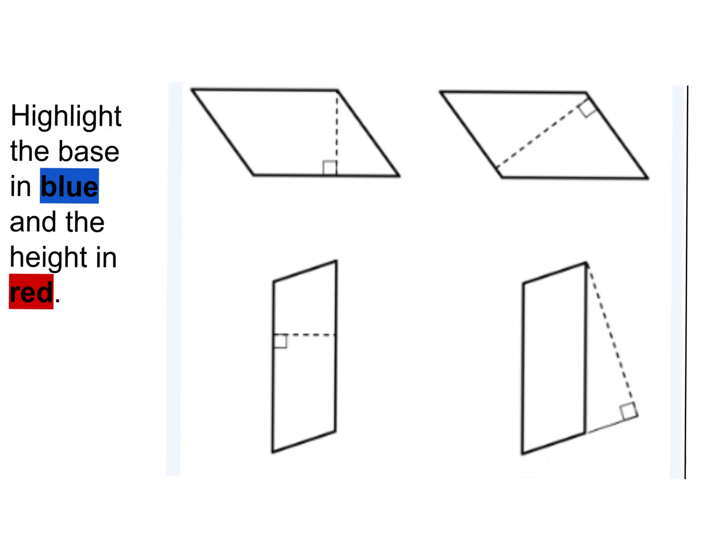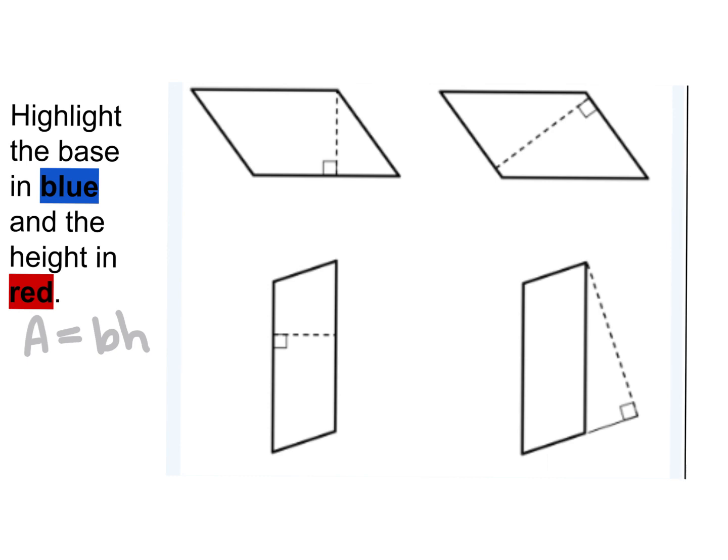Okay, so for this problem, we're going to be working with parallelograms, but the most important thing that you need is to find out what the base is and what the height is. And as you know, you do need the formula A equals base times height. So you need to identify them in any parallelogram. So what you're going to do in this is you're going to go ahead and highlight the base in blue and the height in red.